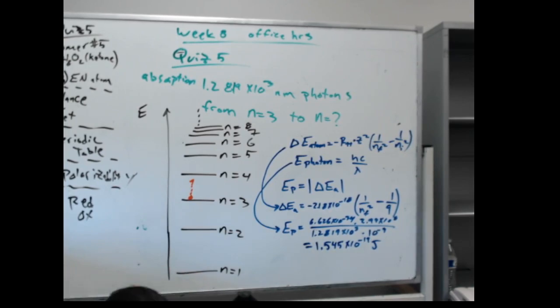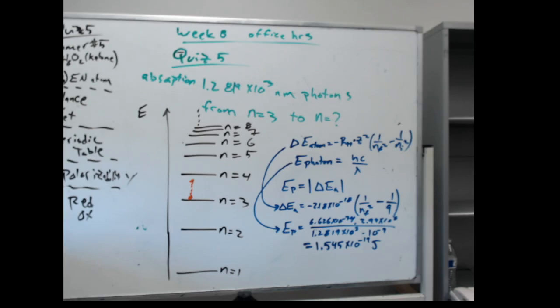Right, 10 to the minus 19 is the scale we expect for our photon energy. It's a little bit on the small side, but it's a pretty long wavelength, so that makes sense. It's 1,000 nanometers, which is bigger than we usually see. That wavelength would be in the infrared, so lower energy than visible.